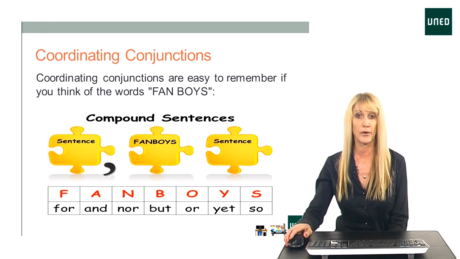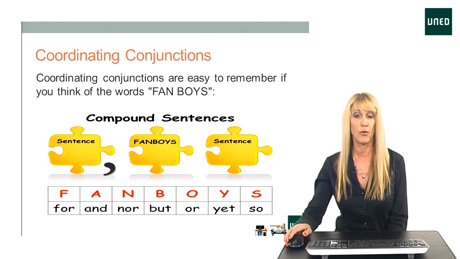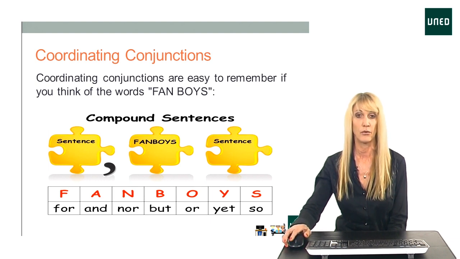You can remember the coordinating conjunctions in English by the acronym FANBOYS. F stands for, A stands for and, N is nor, B is but, O is or, Y is yet, and S is so. So FANBOYS will help you to remember the coordinating conjunctions in English.